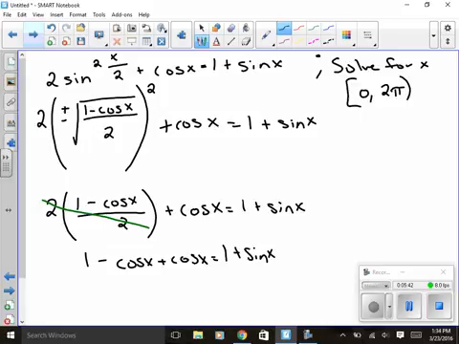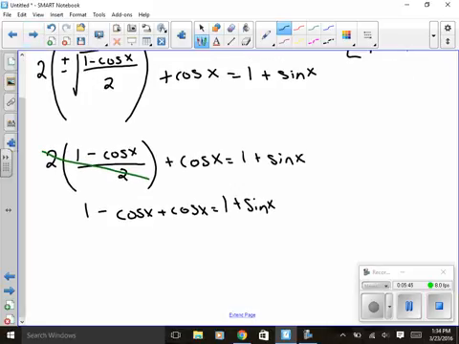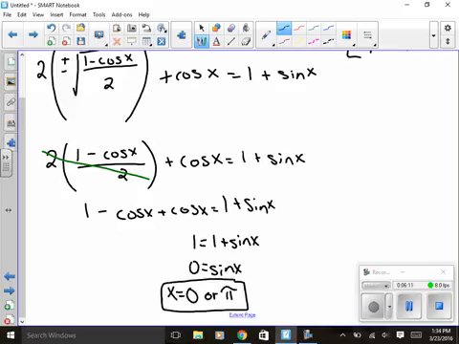I'm going to go ahead and combine like terms and try to get the x on the same side. So I've got 1 equals 1 plus sine x. Get the x by itself, so I've got 0 equals sine x. So I need to now use my unit circle and figure out where on my unit circle sine of x equals 0. And when I'm looking at my unit circle, x equals 0 or pi. So that's using those half identities in order to solve for x.